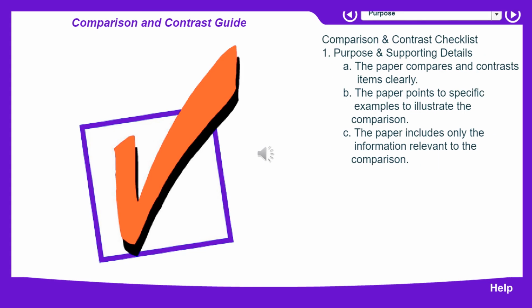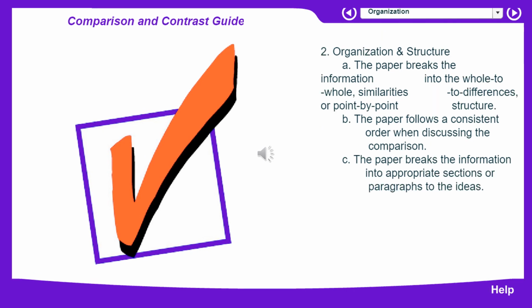Not everyone's paper is going to be a compare and contrast, but it does help to know what one would contain and what you would be graded on. A, your paper would need to compare and contrast the items clearly. B, the paper points to specific examples to illustrate the comparison. And C, the paper includes only the information relevant to the comparison. There isn't any extra.